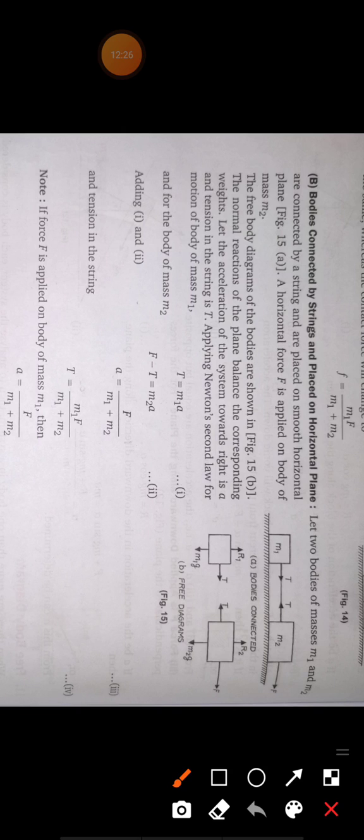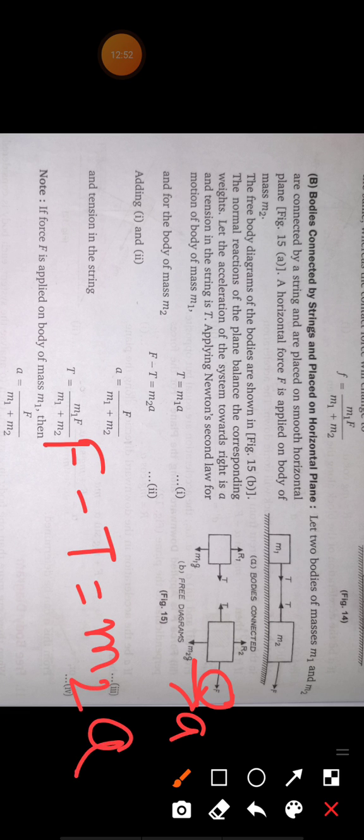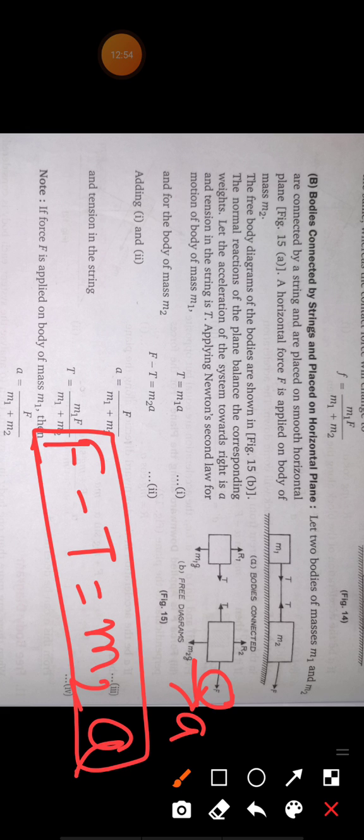So R1 equals M1G, and for the second equation, this body has an acceleration in the positive x direction, so which force is greater? Obviously the external force F is greater than the tension force T, because ultimately this body is moving in the direction of the external force with acceleration A. So you can write F minus T equals M2A. So this is your second equation.